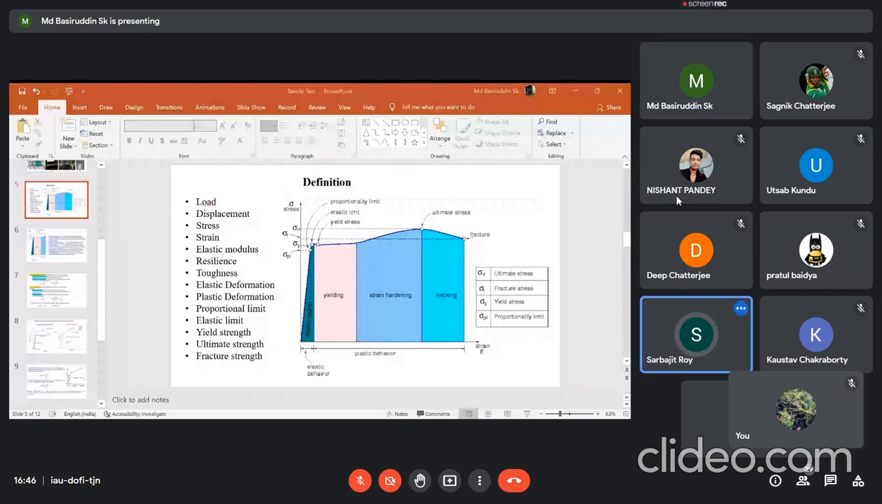Deformation may occur, sir, after UTS. Yes, crack formations may occur. Means we don't know what will happen, either crack formation or necking initiation.